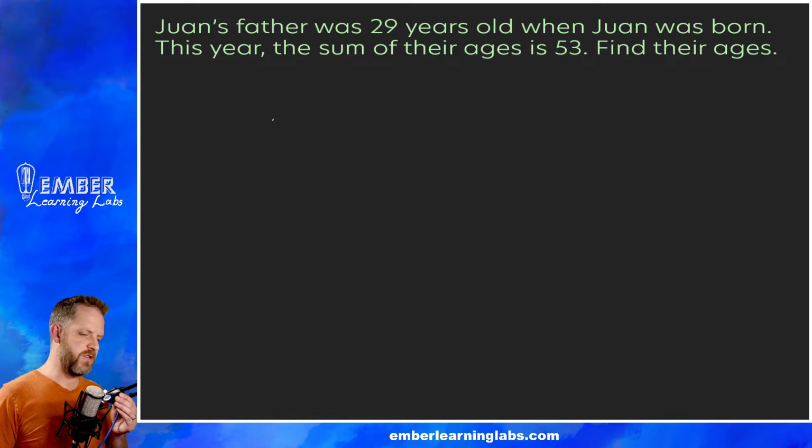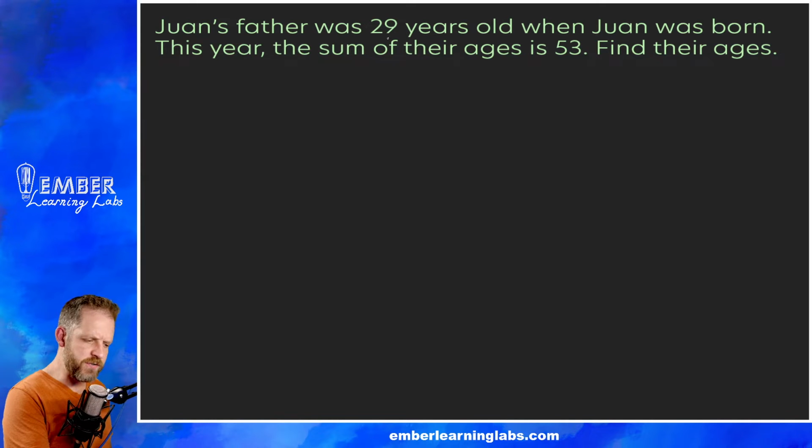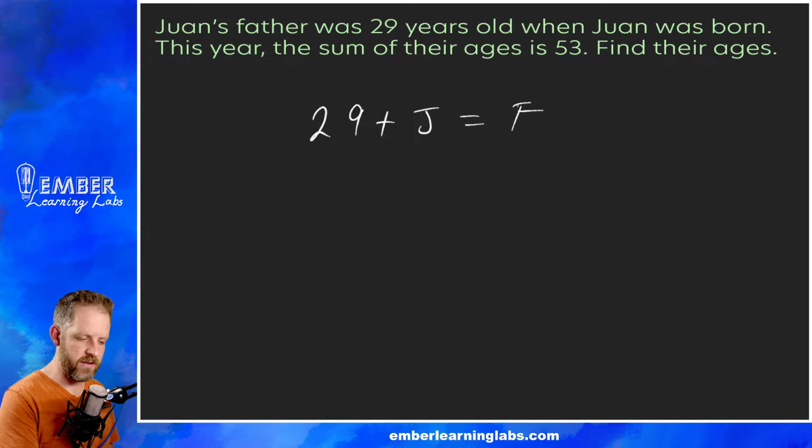So, Juan's father was 29 years old. So if we take 29 and add it to Juan's age, we'd get their father's age, right? If Juan's age is just J.